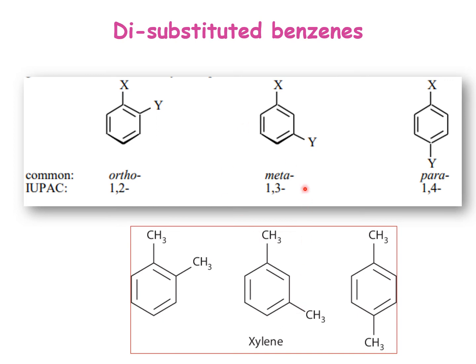In case of meta, numbering will be followed in such a way that second substituent gets lowest number. This won't be numbered as 1, 2, 3, 4 and 5. Meta will always be 1 and 3. These all positions are relative to each other. They are not absolute. They are not fixed at the top or at the bottom. They are relative to each other.